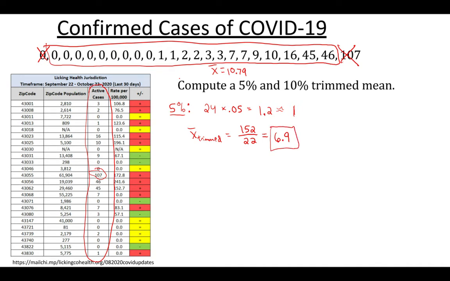So you can see if we compare it to the original mean that we got, that was 10.79. So that lowered the number of cases a lot just by eliminating, in this case, mostly that 107 was a really big outlier. So that sort of brought up the overall mean a lot.